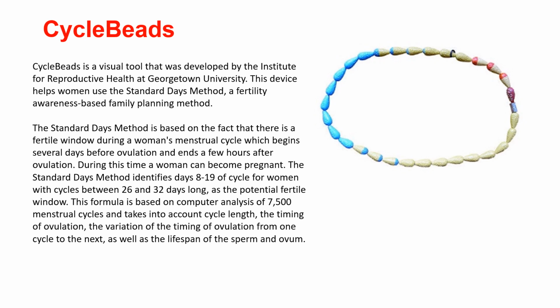The standard days method identifies days 8 to 19 of the cycle for women with cycles between 26 and 32 days long as the potential fertile window. This formula is based on computer analysis of 7,500 menstrual cycles and takes into account cycle length, the timing of ovulation, the variation of the timing of ovulation from one cycle to the next, as well as the lifespan of the sperm and ovum.